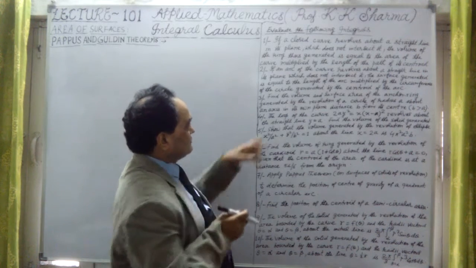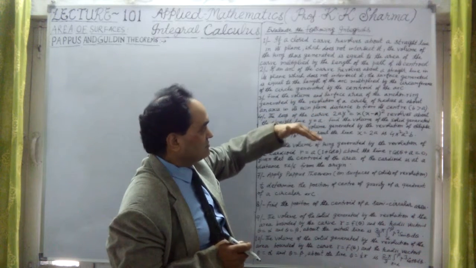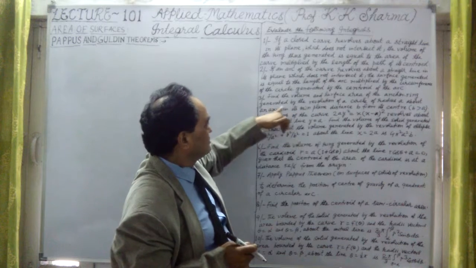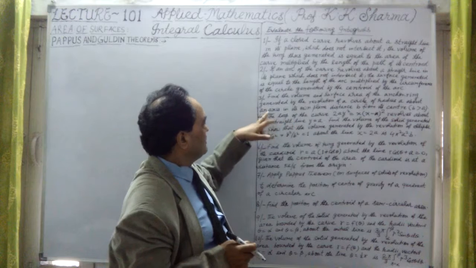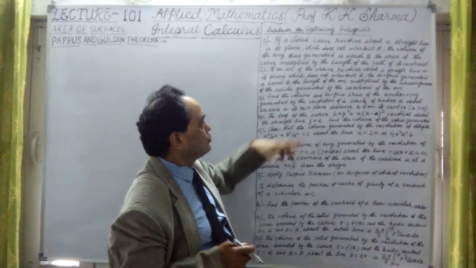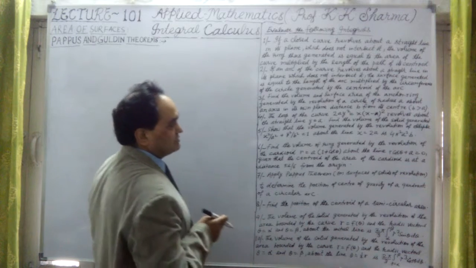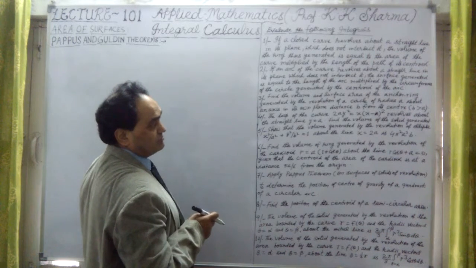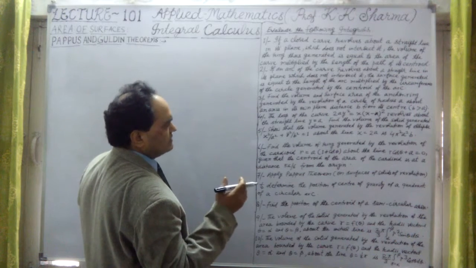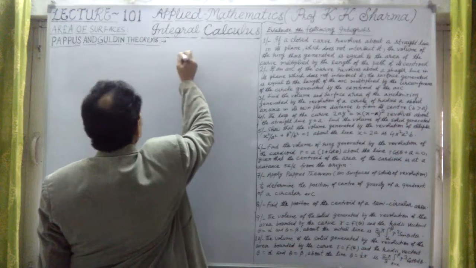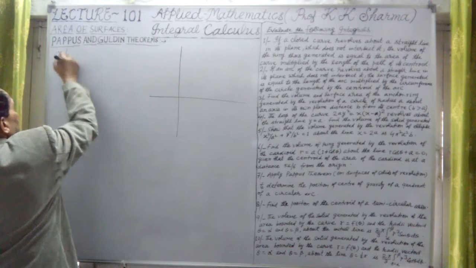Now it says find the volume and surface area of the anchor ring. The anchor ring is generated by revolution of a circle of radius a about an axis in its own plane, distance b from its center. Distance b is from the center of the circle. So let me take this curve here like this. This is question number 3.